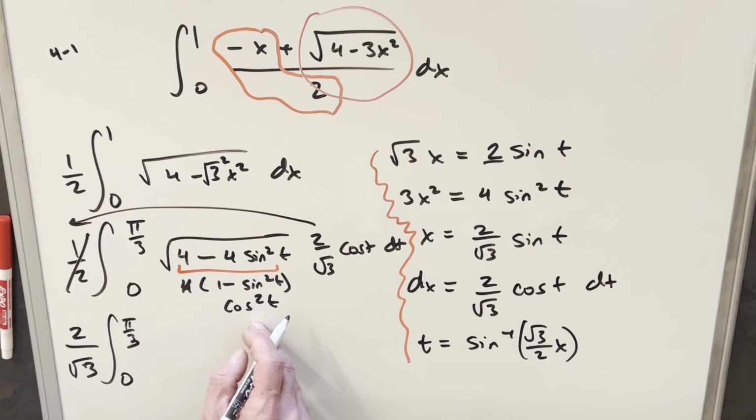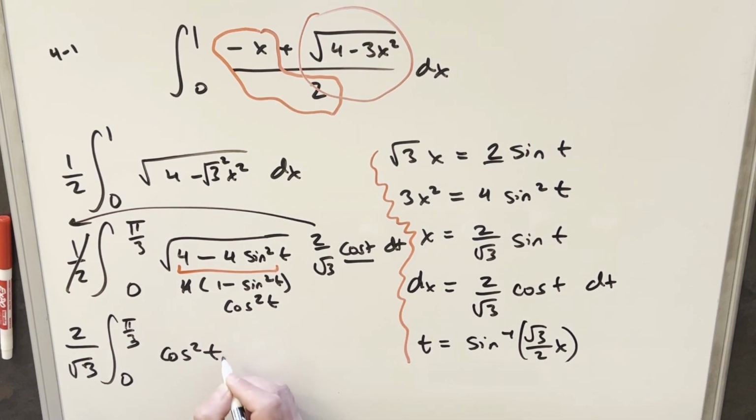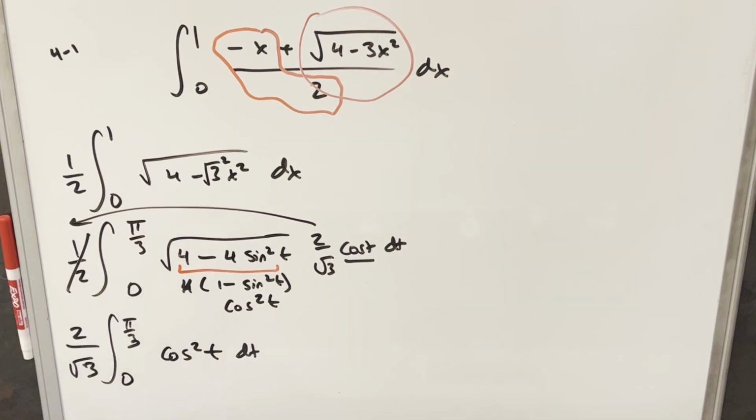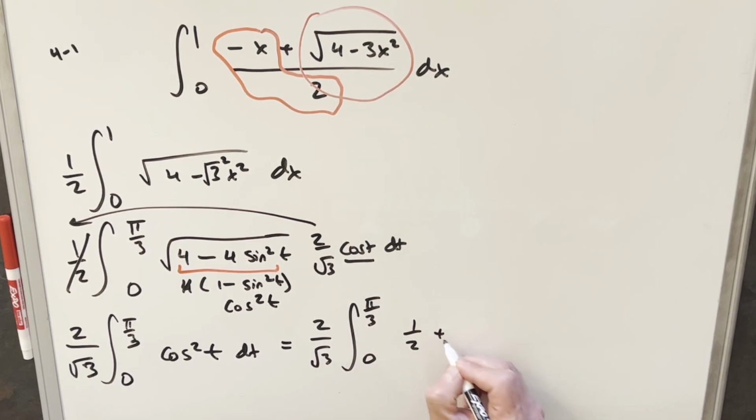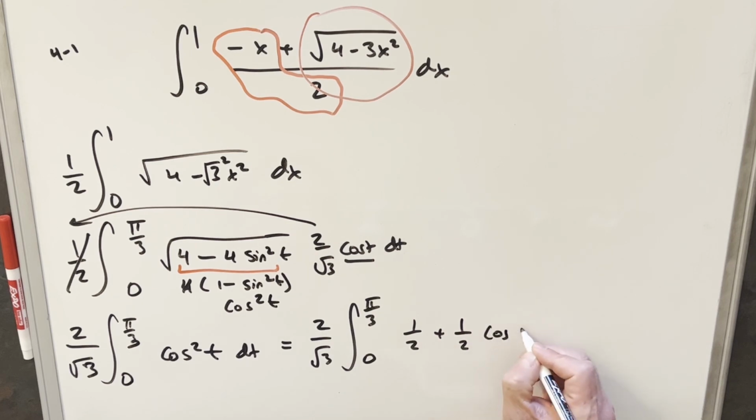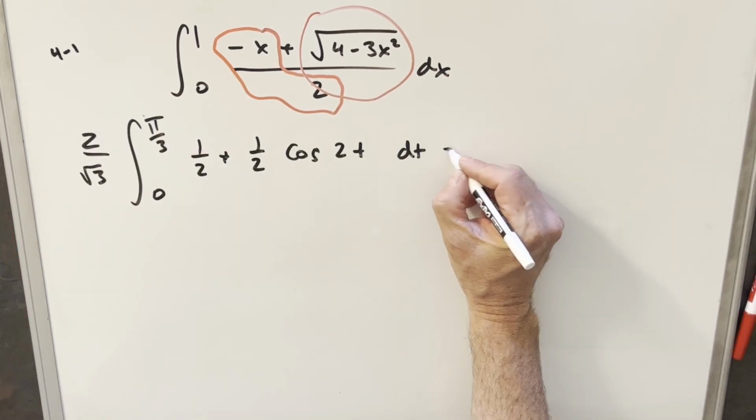Again, the square root of cosine squared t is just cosine times this other cosine, which is going to give me cosine squared t dt. Okay, now from here I'm going to do the standard thing on cosine squared, which is I'm just going to use the identity to reduce the power, which is going to allow me to write this. I can write this as half plus half cosine of 2t. Okay, now I'm just ready to integrate.